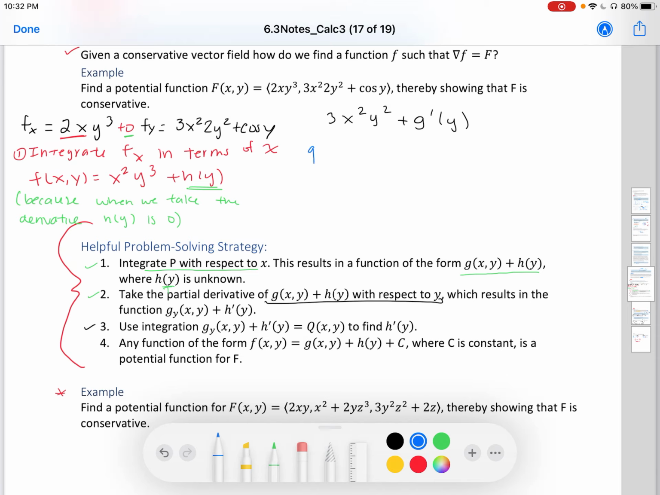So that we have g y of x comma y plus h prime of y equals q of x comma y. So that we have 3x squared y squared plus h prime of y equals 3x squared y squared plus cosine of y.